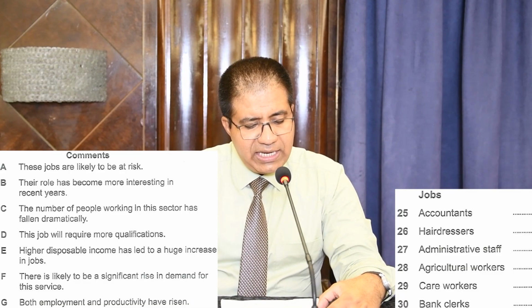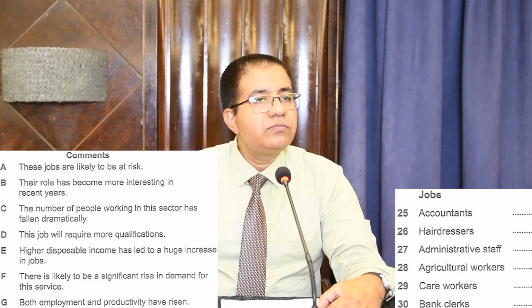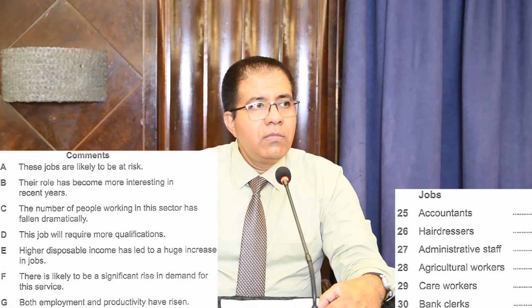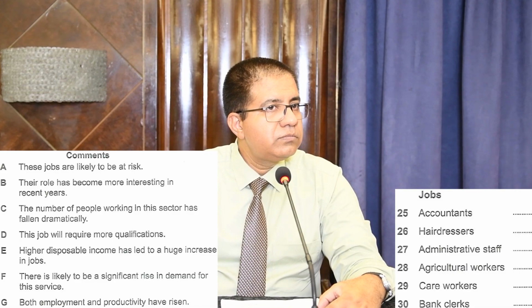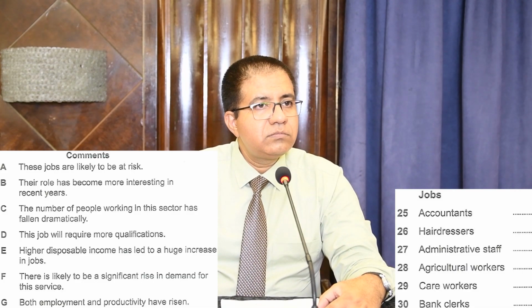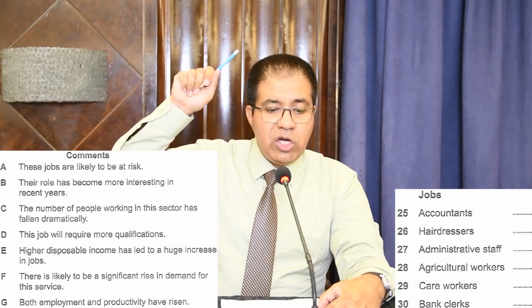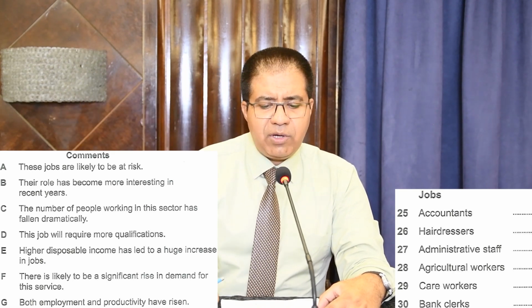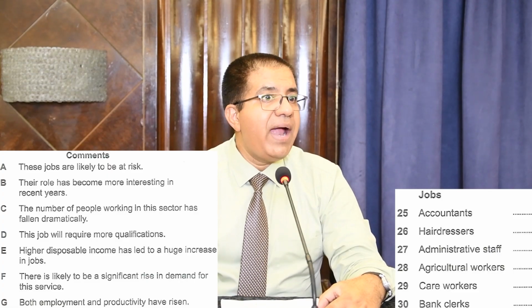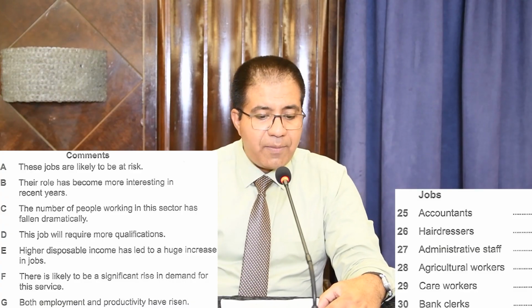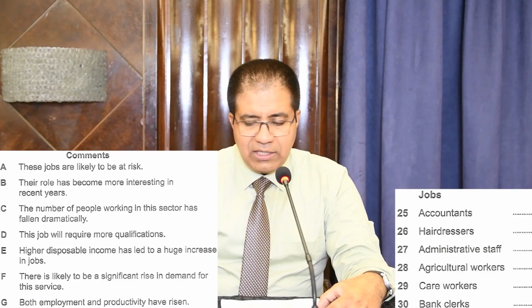Question number 28, agricultural workers. I'd expected there to be a much bigger change in the number of agricultural workers in the 19th century, but the 1871 census showed that roughly 25% of the population worked on the land. Yeah, I'd have assumed it would be more than 50%. Now it's less than 0.3%. It was 25% and now it's less than 0.3%, which means the number of people working in the sector has fallen dramatically. It's really dramatic.